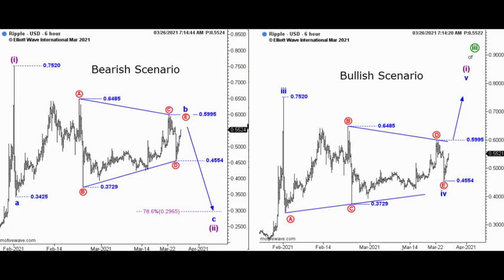So overall, what's important here is that both of these counts, be it the purple 1-2 scenario or be it the fourth wave triangle within the still unfolding purple wave 1, are both suggesting the higher degree trend is up. So the 1-2 scenario is looking for a reversal in the third wave once this correction ends, and the fourth wave triangle is looking for the price action to resume the uptrend within a still unfolding purple wave 1.